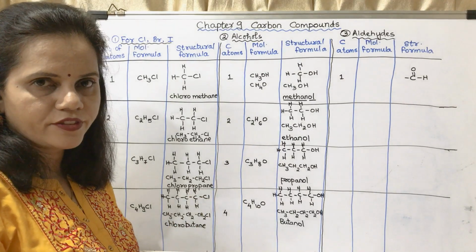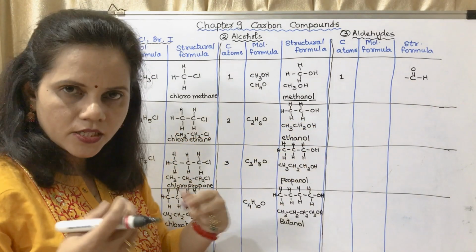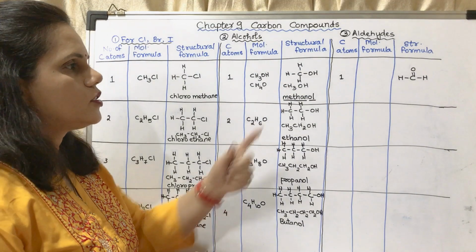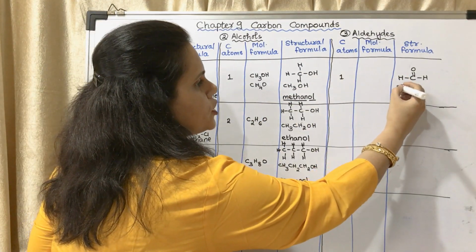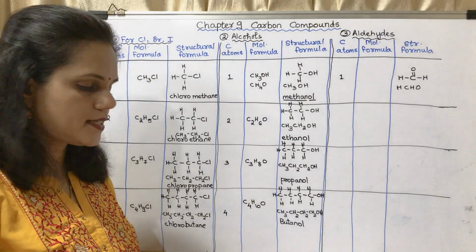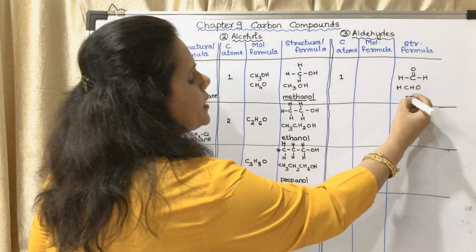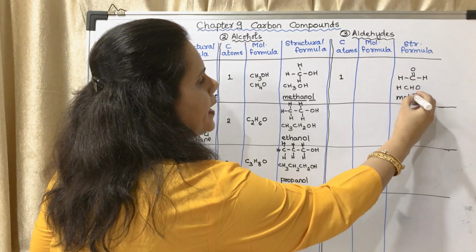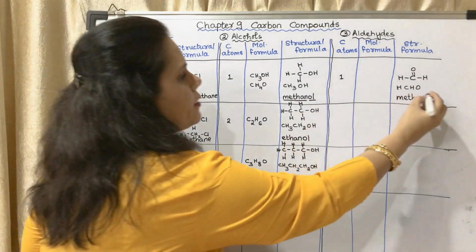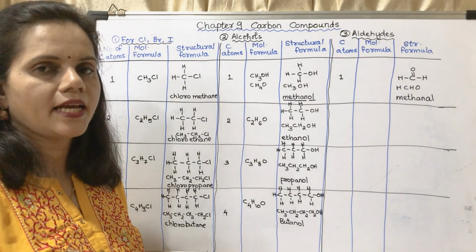There is 1 left. As it is having only 1 carbon atom, that carbon atom is already there. So here it will be H. So this is HCHO. This is the condensed structural formula of the aldehyde. Okay. And what will be the name? The name will be methane. Why methane? Because there is only 1 carbon atom. And what is the suffix? The suffix is Al. So the name will be methanal.